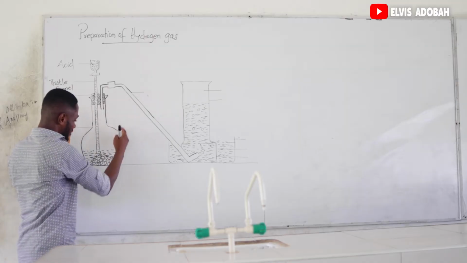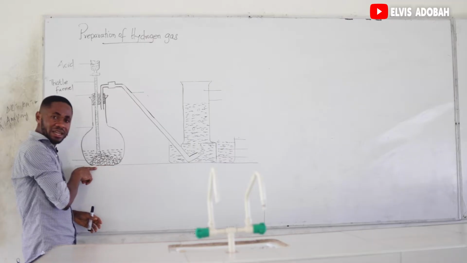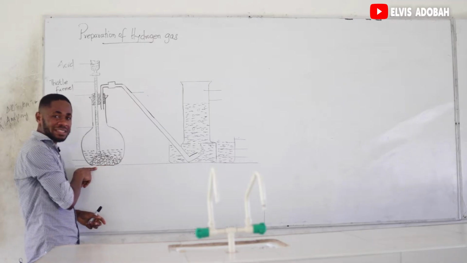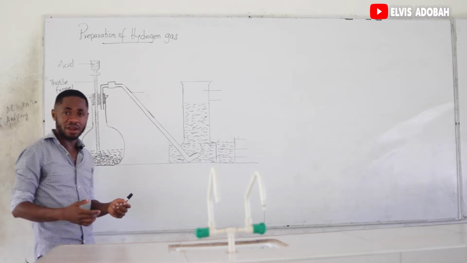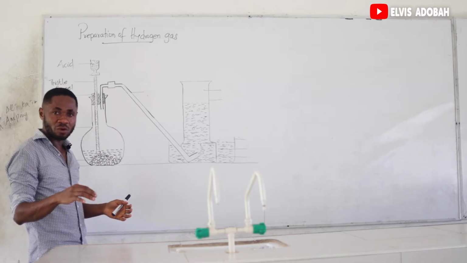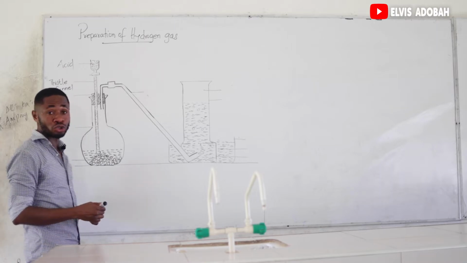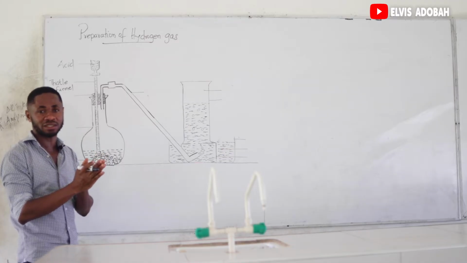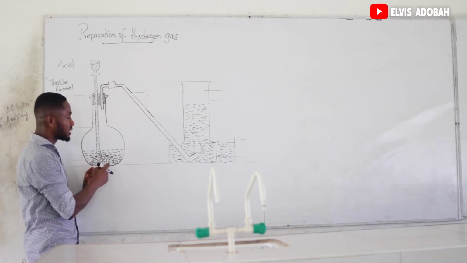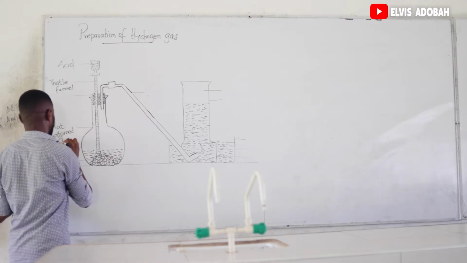Then we have this flask. If you look at the flask carefully, the base of the flask, the bottom, is flat. Now there are two kinds of these flasks used for these kinds of experiments. There is one with a flat base and one with a round base. The one with a flat base is called the flat-bottomed flask, and the one with the round base is called the round-bottomed flask. Since we have the one with the flat base, we are going to call it the flat-bottomed flask.